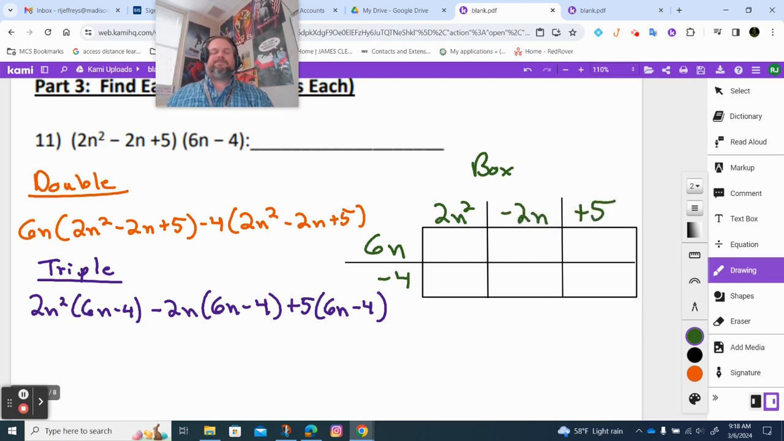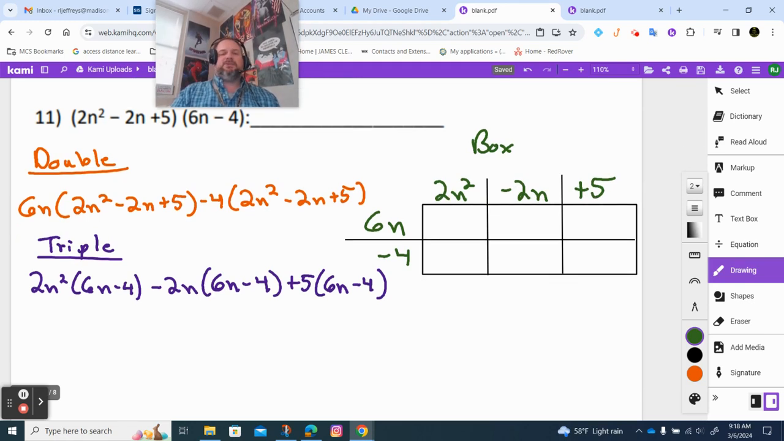All right. So Balaz, you said you're totally lost on this problem. Which method are you using? Okay, box method works best for you. I like it. We're going to get the same answers either way. If we're filling in the box for the box method, what is 2 times 6? 12n to the third.